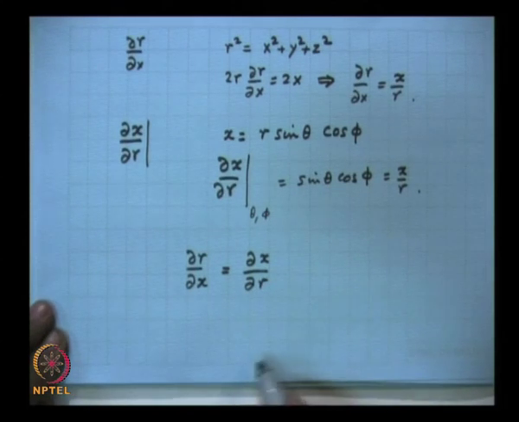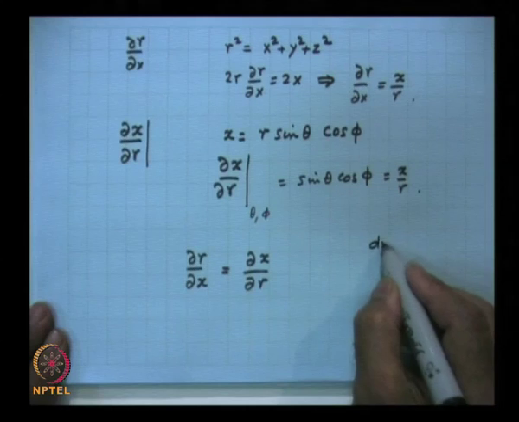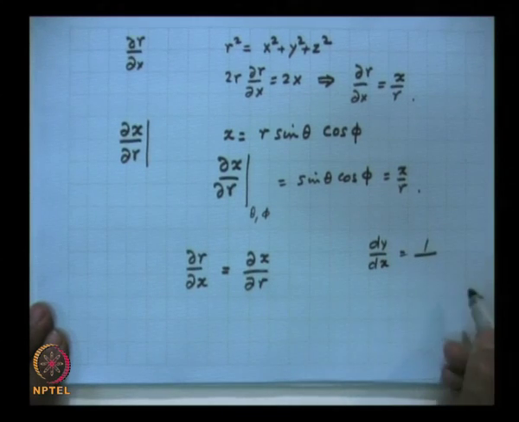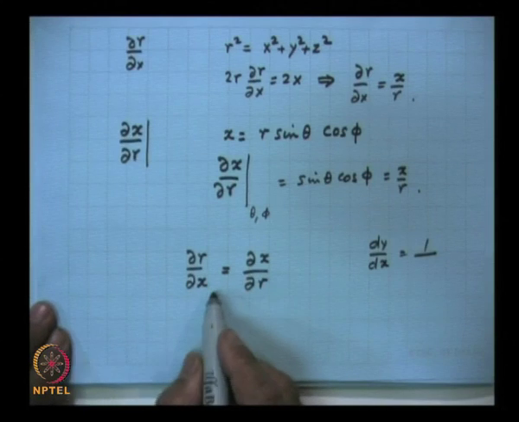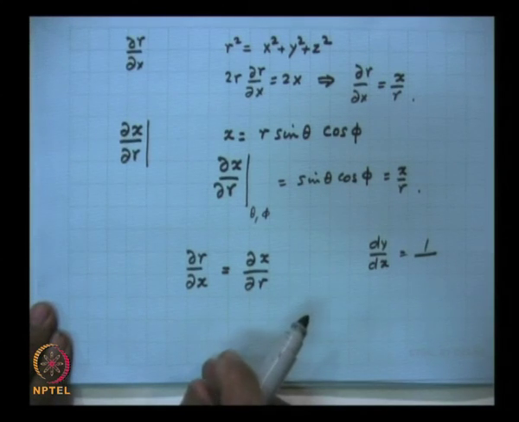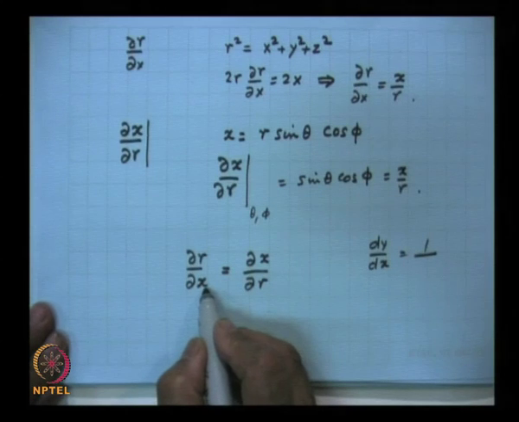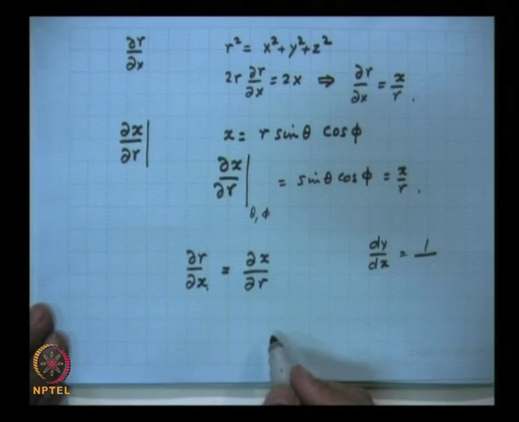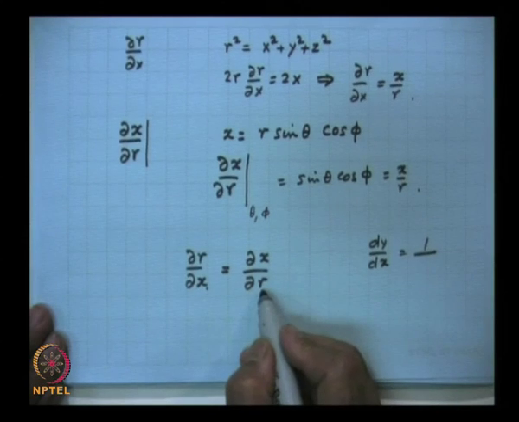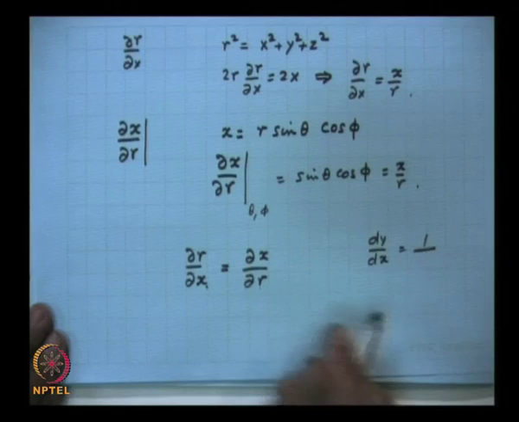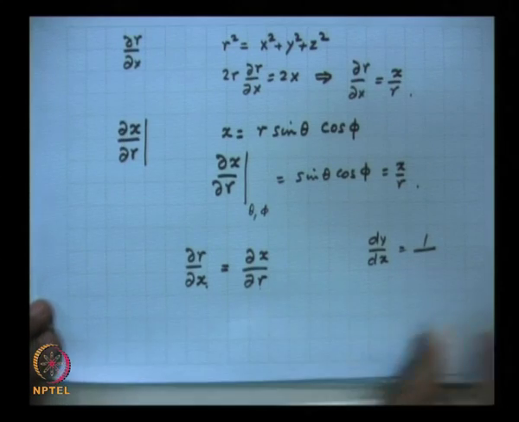Now, in total differentiation, you know that dy by dx is equal to 1 over dx by dy. But in partial differentiation, one has to be very careful: when you are differentiating partially with respect to x, then y and z have to remain constant, and when you are partially differentiating with respect to r, then theta and phi are to remain constant. So, these are some of the tricks.